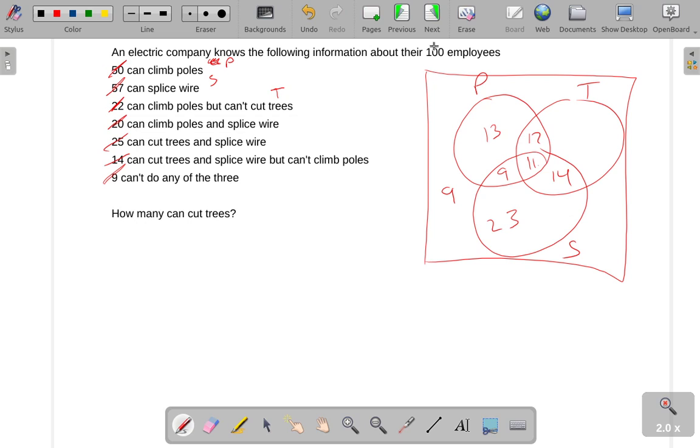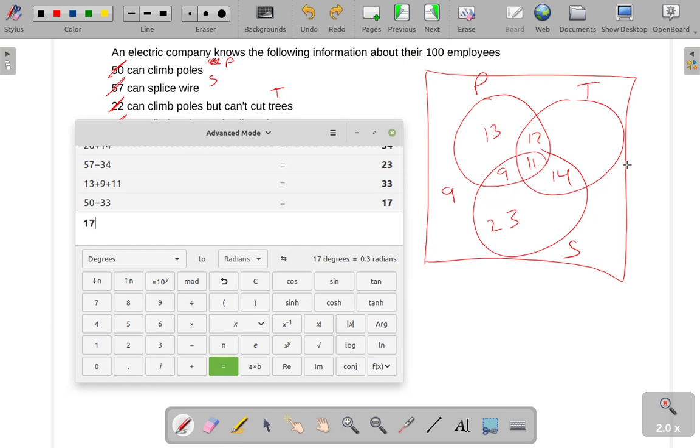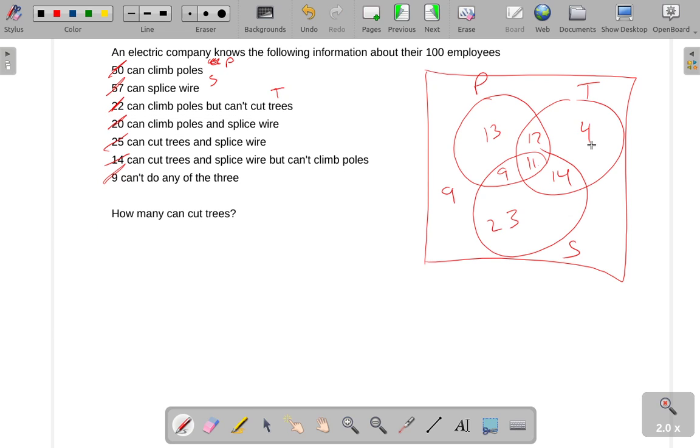And the last piece of information is that there's 100 employees. And it looks like there's only this one space left. So let me go ahead and add up all these numbers that we have so far. 13, 17, 9, 9, 11, 14, and 23. Means there's 96 accounted for so far. Means there must be 4 in here.